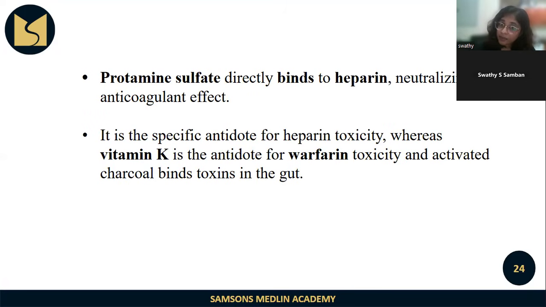Protamine sulfate directly binds to heparin, neutralizing its anticoagulant effect. So it is a specific antidote for heparin toxicity, whereas vitamin K is an antidote for warfarin. And we know that activated charcoal binds to toxins in the gut. So here the answer is protamine sulfate for heparin toxicity, and vitamin K is the antidote for warfarin. Hope that it's clear.